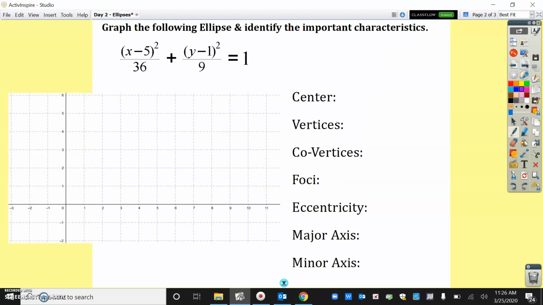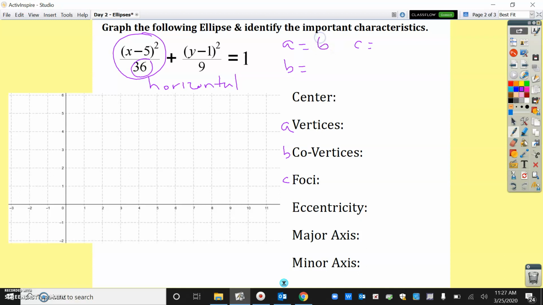First things first, we see that our big number is underneath the X, so this tells us that it's going to be a horizontal ellipse. Next up, you want to find your A, your B, and your C. Just remember that the vertices use the A, the co-vertices use your B, and your foci use your C.